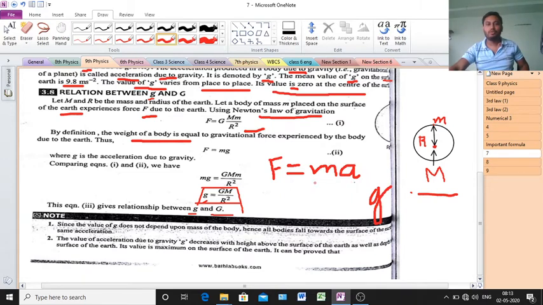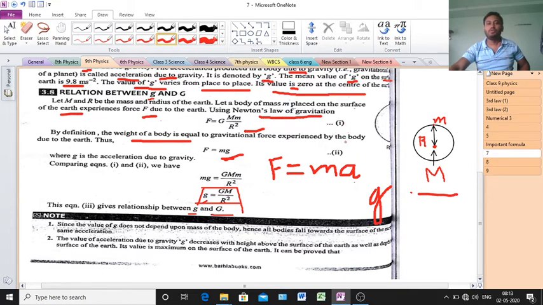So that's why the equation is F equal to mg. Why F equal to mg? Because that is the force of attraction due to gravity. That's why you have to write g instead of a. Clear? Now F equal to G capital M small m by r square is equation 1, and F equal to mg is equation number 2.